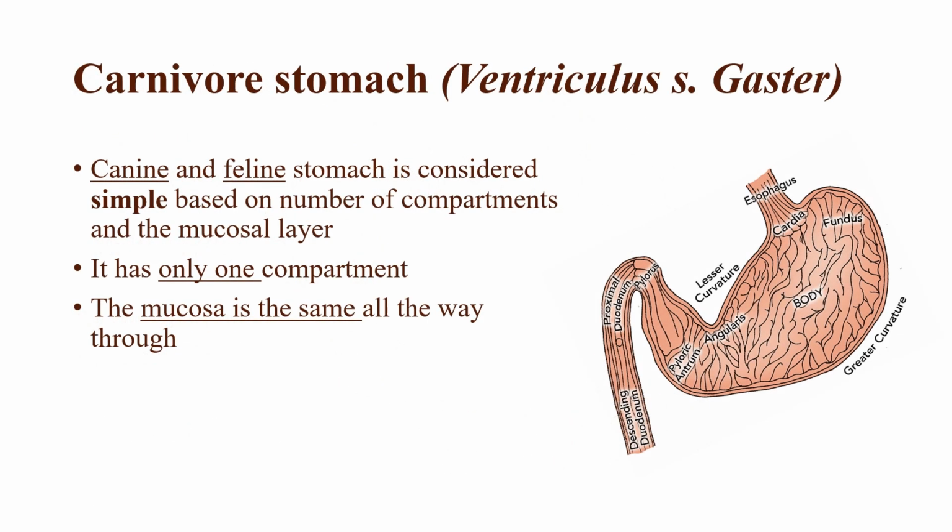Now let's talk about the carnivore stomach. The canine and feline stomach is considered to be simple because it has only one compartment and one type of mucosal layer. It has different kinds of glands in the mucosal layer, but still it's considered to be simple because the mucosa itself is the same all the way through.